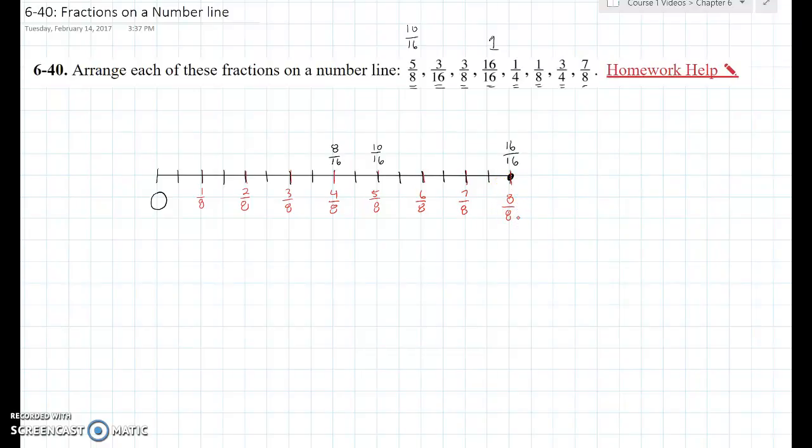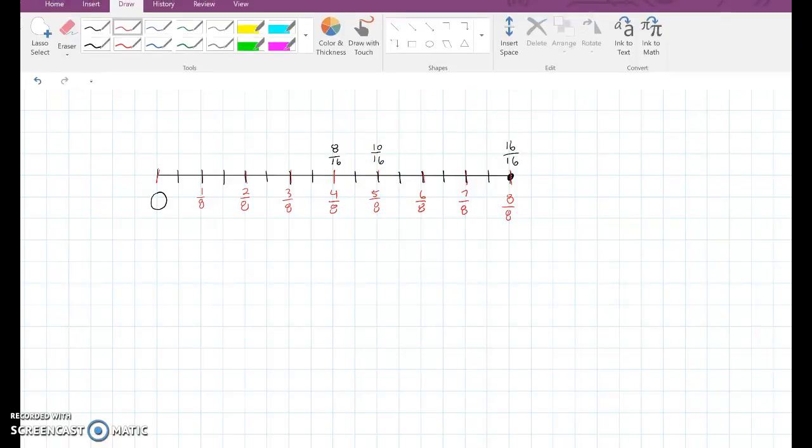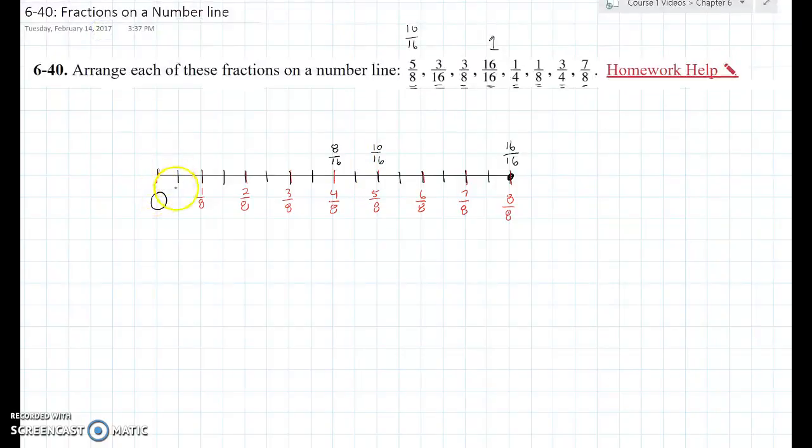We could also do the fourths too. That'd be kind of cool, but it would get kind of messy there. 5/8 is right here, same thing as 10 sixteenths. Now 3 sixteenths: we've got 1 sixteenth, 2 sixteenths, 3 sixteenths. What about 3/8? 3/8 is right here, which is the same thing as 6 sixteenths. So 3/8, 3, 4, 5, 6 sixteenths as well. 6 sixteenths and 3/8 are the same thing.